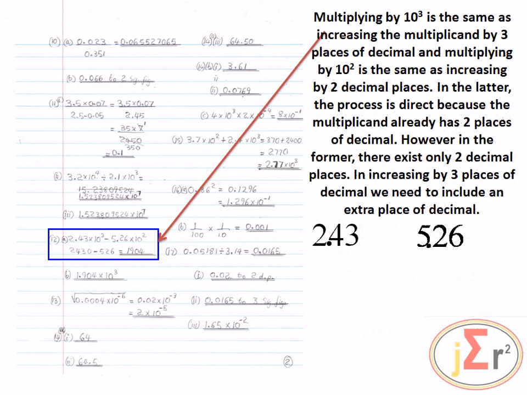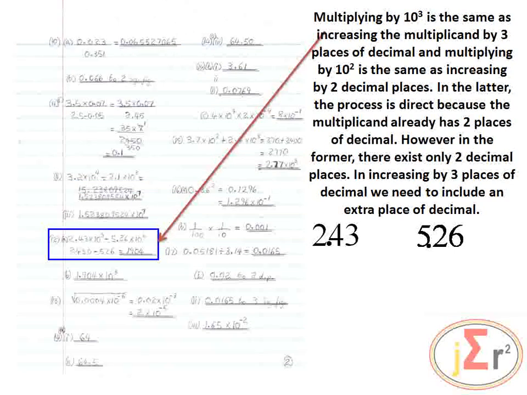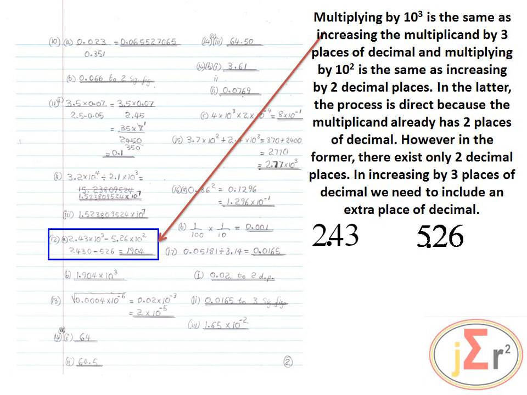Multiplying by 10 to the power of 3 is the same as increasing the multiplicand by 3 places of decimal. And multiplying by 10 to the power of 2 is the same as increasing by 2 decimal places. In the latter, the process is direct because the multiplicand already has 2 places of decimal, and we are increasing by 2 places of decimal. That is direct. However, in the former, there exist only 2 decimal places.